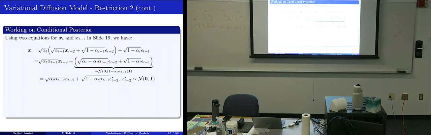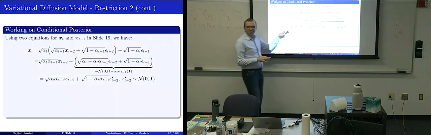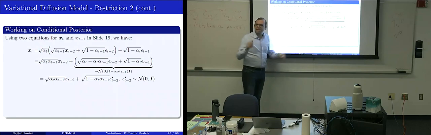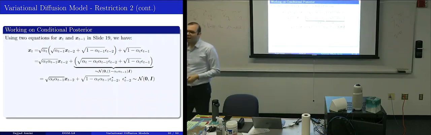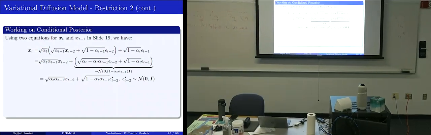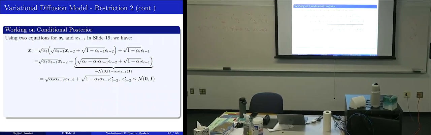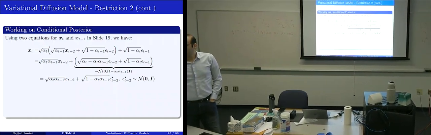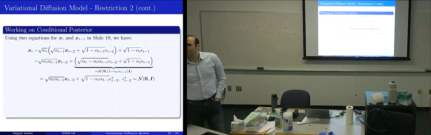Do you follow the procedure? Is it clear how we reach this point? Yes. Sorry, I'm not clear. It seems that alpha t is different from alpha t minus 1. Yes, they are completely different. They are selected, but they are different.